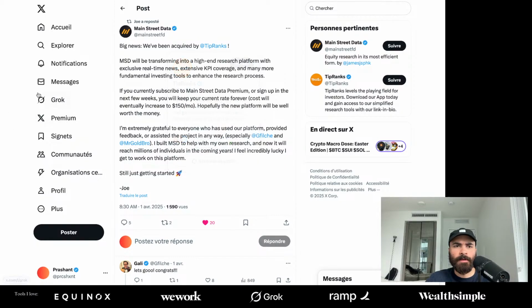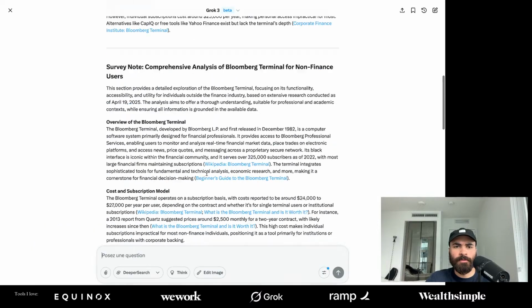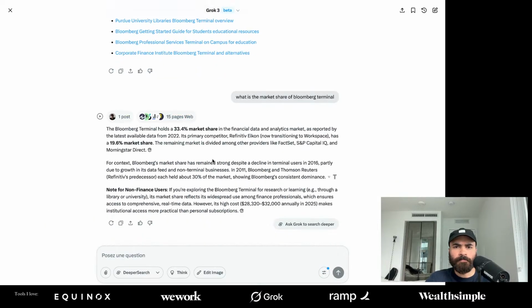Levels the playing field. Interesting. In the financial data and analytics market, as reported by the latest available data from 2022, its primary competitor, Refinitiv Eikon, now transitioning to Workspace, has 19.6% market share. The remaining market is divided among other providers like FactSet, S&P Capital IQ, and Morningstar Direct.